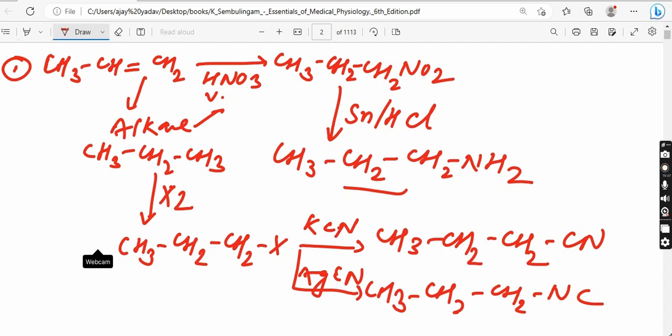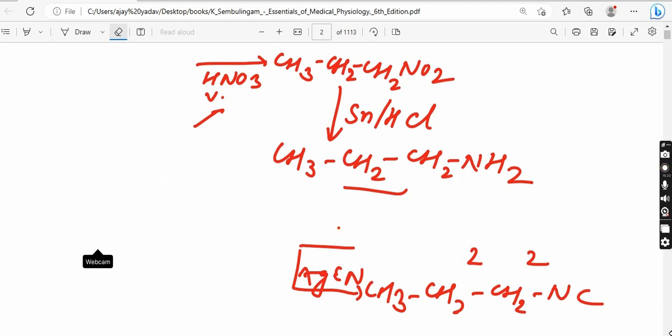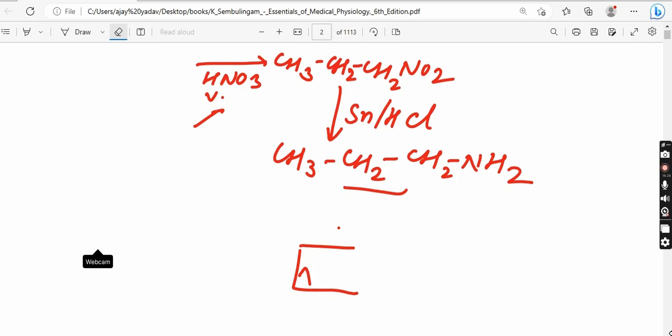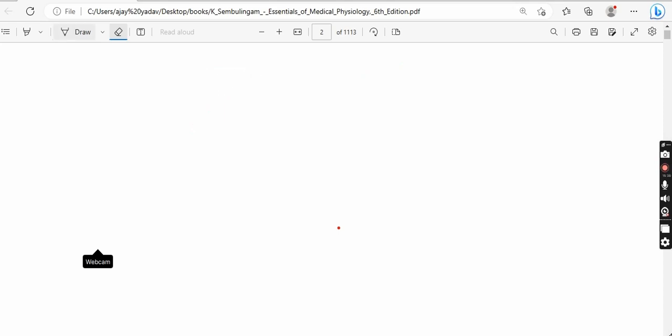Okay, are we done? Yes. There is one more slide to understand how to convert alkene to ether. Alkene to ether. Okay, let us convert alkene to ether.